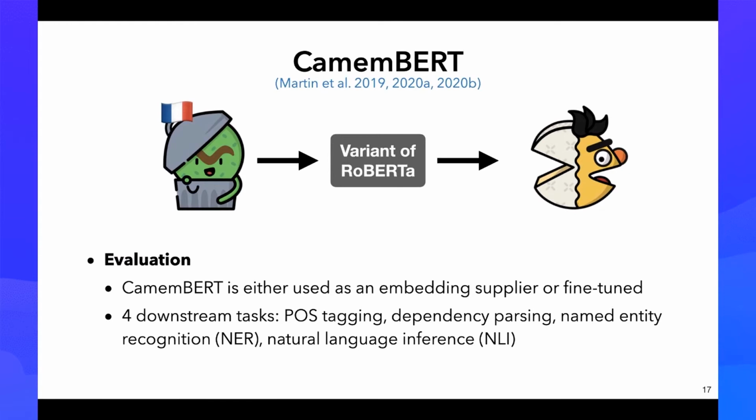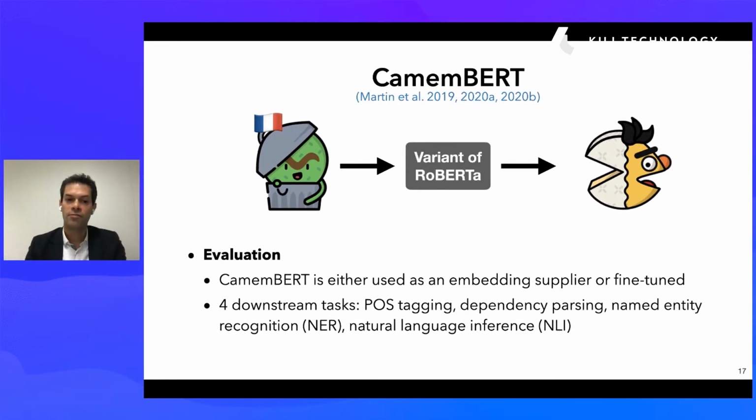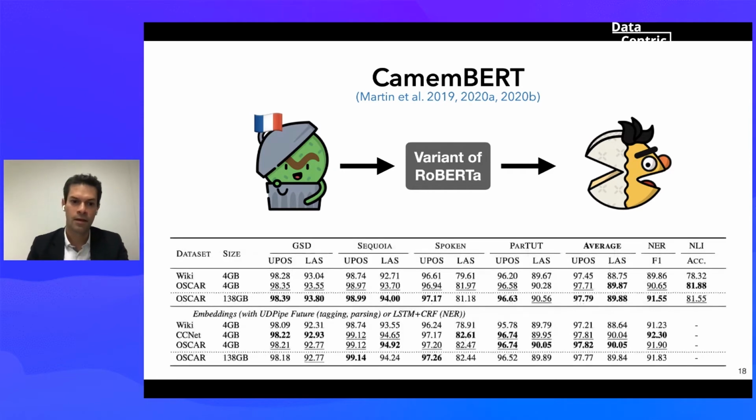In order to evaluate CamemBERT, we used 4 downstream tasks: part of speech tagging, dependency parsing, named entity recognition, and natural language inference. And in most cases, we used CamemBERT in 2 different settings to be able to compare the one with the other. One is to use CamemBERT as an embedding supplier, so as a fixed embedding supplier. And of course, the other way to use a language model such as CamemBERT is to do some fine-tuning to the specific task at hand.